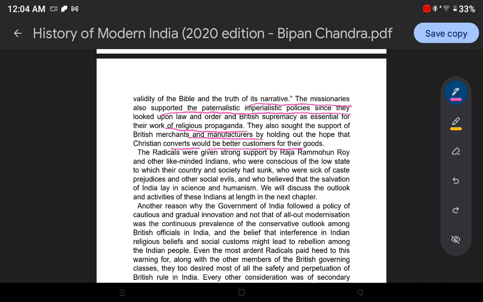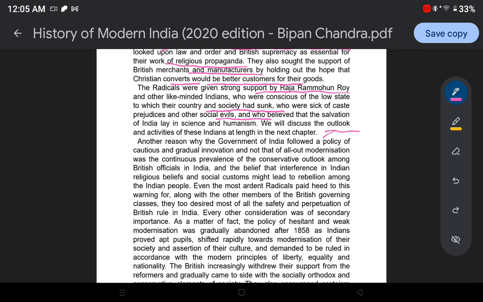The radicals were given strong support by Raja Rammohun Roy and other Indians, who were sick of the state to which their country and society had sunk, sick of caste prejudices and other social evils, and who believed that the salvation of India lay in science and humanism. We shall discuss the outlook and activities of these Indians at length in the next chapter.